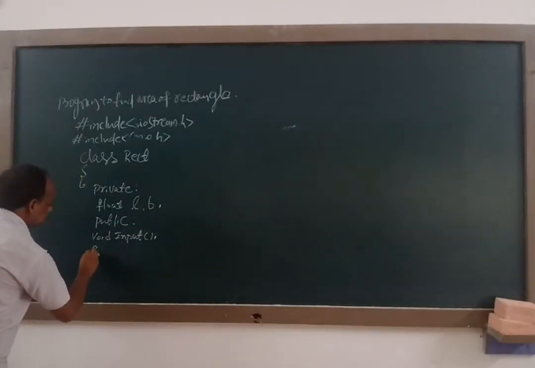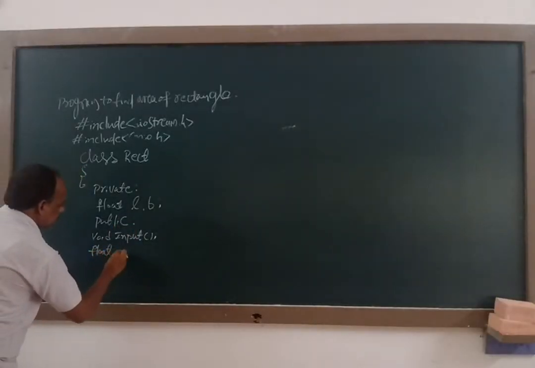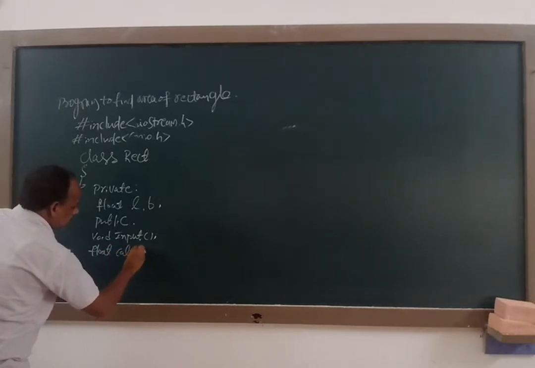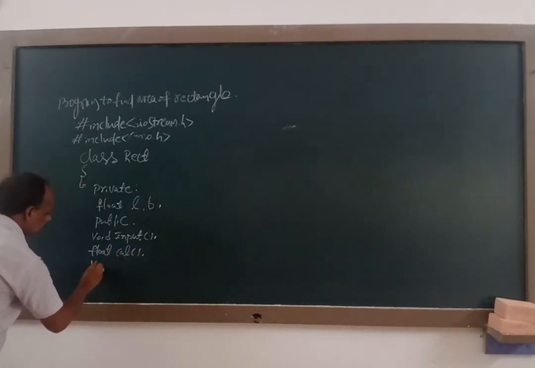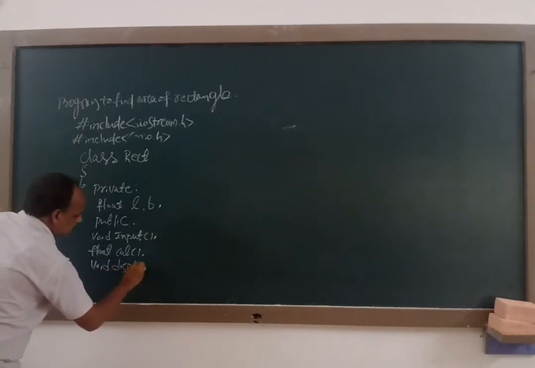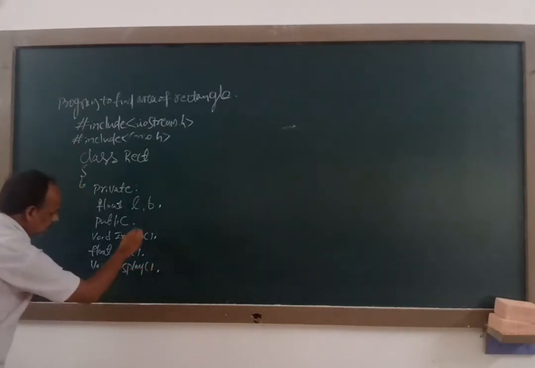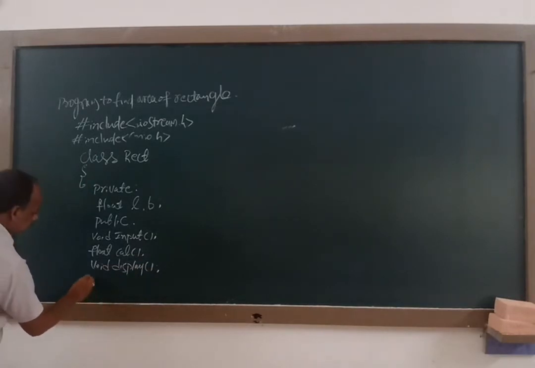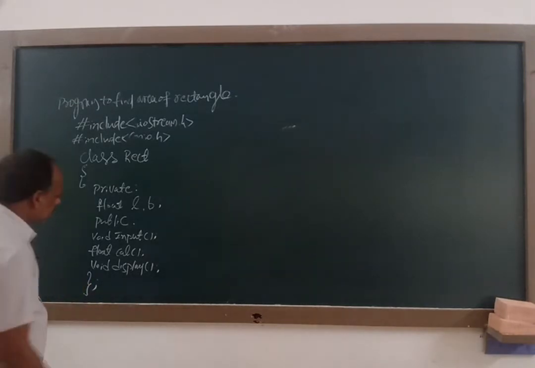Next, float calculate function. Next, void display function. I am closing all the member functions here. This is what? Closing of class with semicolon. What are these three?